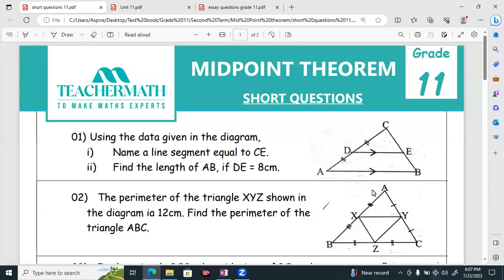Okay, today we are going to start the second term. I am going to start the second term with the geometric lesson in your textbook. It is called the midpoint theorem.